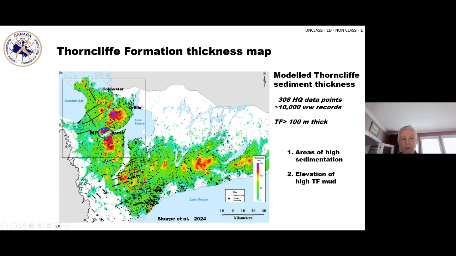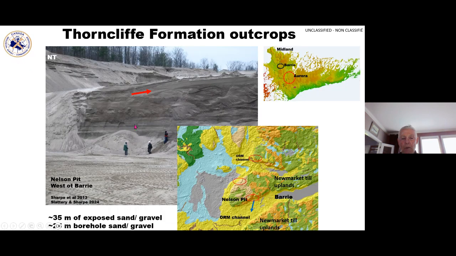So briefly going to the Nelson pit here west of Barrie, what we see here are very high energy, rapidly deposited sediments shown by these climbing dune structures. So you have rapidly aggrading mounding of these sediments. These sediments are analogous to what we saw when we visited the Icelandic outburst flood sequences from 1996, very high sedimentation rates related to these Icelandic jökulhlaups.